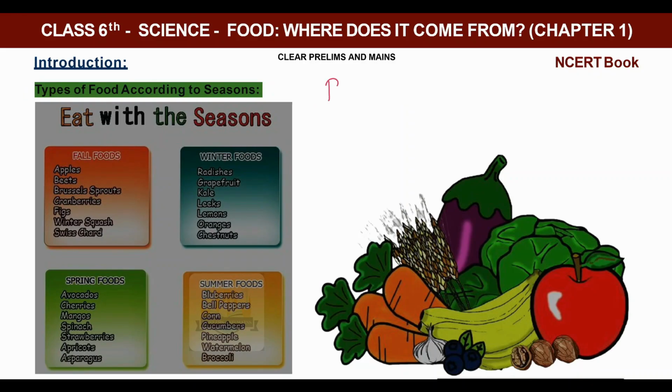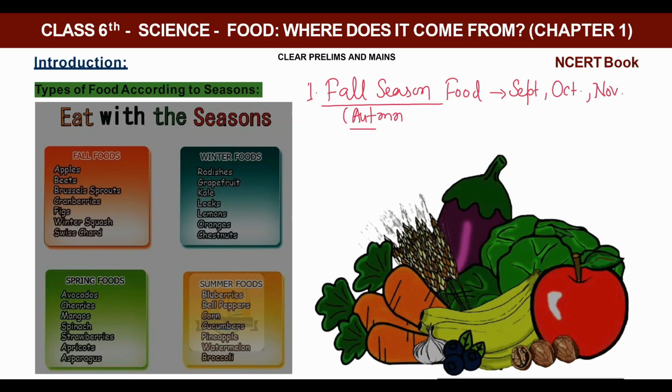So the first one is fall season food, and it is growing in the months of September, October, November. These are the fall season months, and you can say it is like autumn, autumn season. In the fall season we are growing apples, beets, Brussels sprouts, cranberries, figs, winter squash, and then Swiss chard.